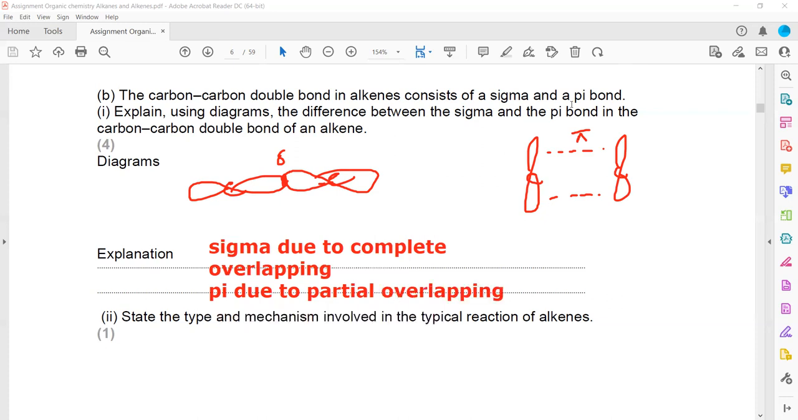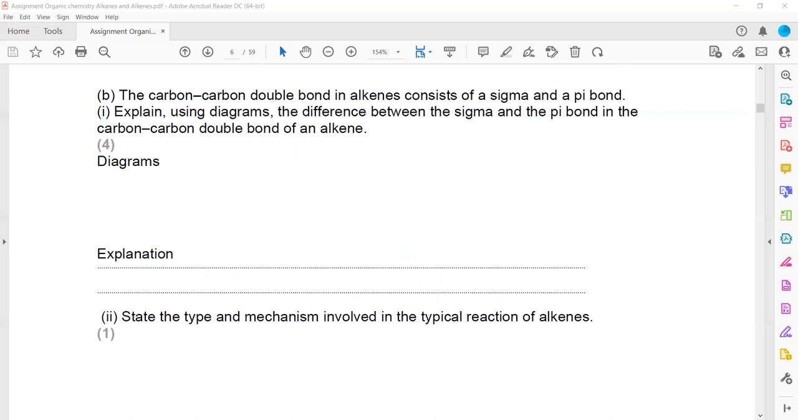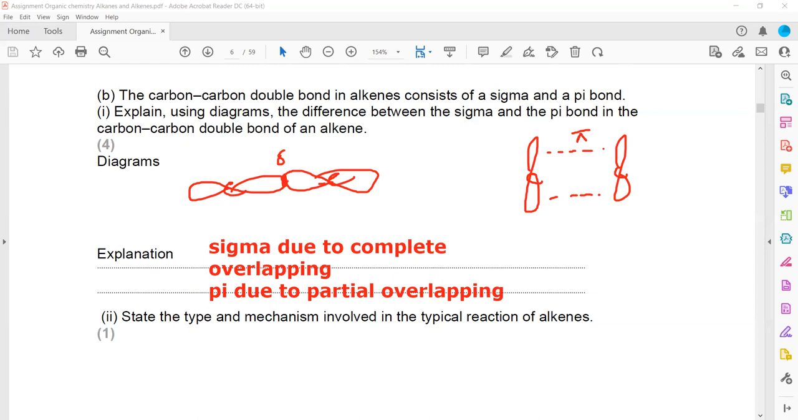State the type and the mechanism involved in a typical reaction of alkenes. So what kind of reaction will alkenes undergo? It is an electrophilic addition reaction. So the type is electrophilic and the mechanism is addition. And if the same question was asked about the type and mechanism involved in alkanes, then we will mention it is free radical and the mechanism is substitution.